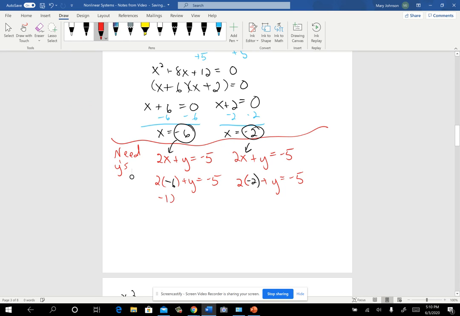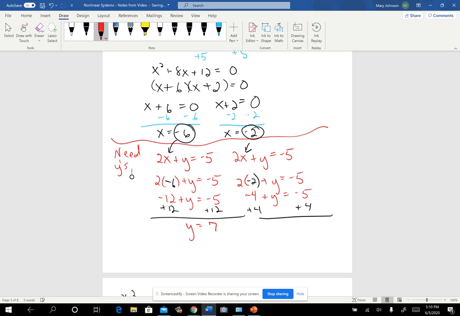So here I'd get a -12 plus y. So I'm going to add 12 to both sides to get the y by itself. And I'm going to wind up with y equaling 7. All right, and then over here, I'm going to get -4 plus y. I'm going to add 4 to both sides.